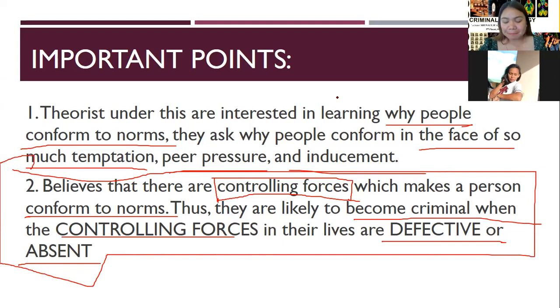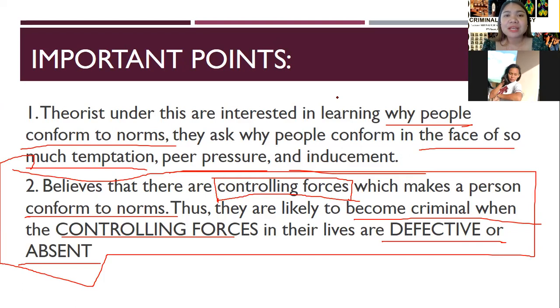Okay? To sum up these important points before we continue, what does social bond say? Okay, social bond says that if people are allowed, they will really commit crime. If permitted, people will violate the norms and the laws of our society.